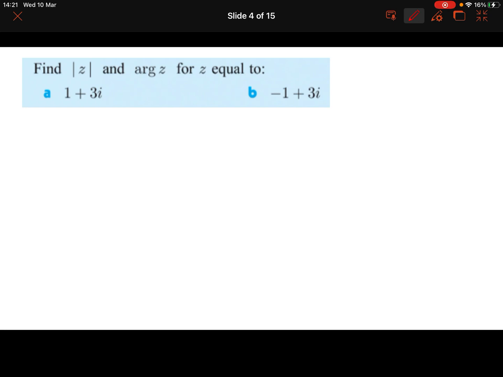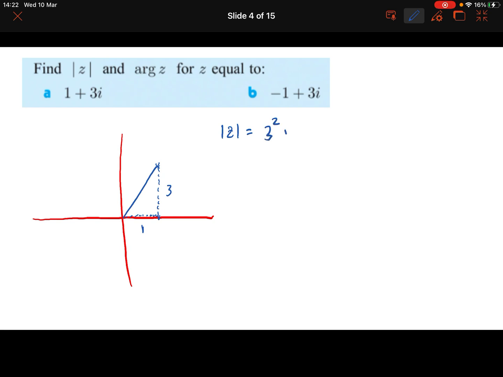So let's have a little look at this. If you want to do this, let's make an Argand diagram. Okay, so we're doing 1 plus 3i. So that would be, say, somewhere like that. Okay, and what we know is that this distance is 1 and this distance is 3. So how are we going to find the modulus of z? Well, we can just use Pythagoras' theorem. It's 3 squared plus 1 squared, square rooted, which is going to be the square root of 10. So that's the size of the complex number.